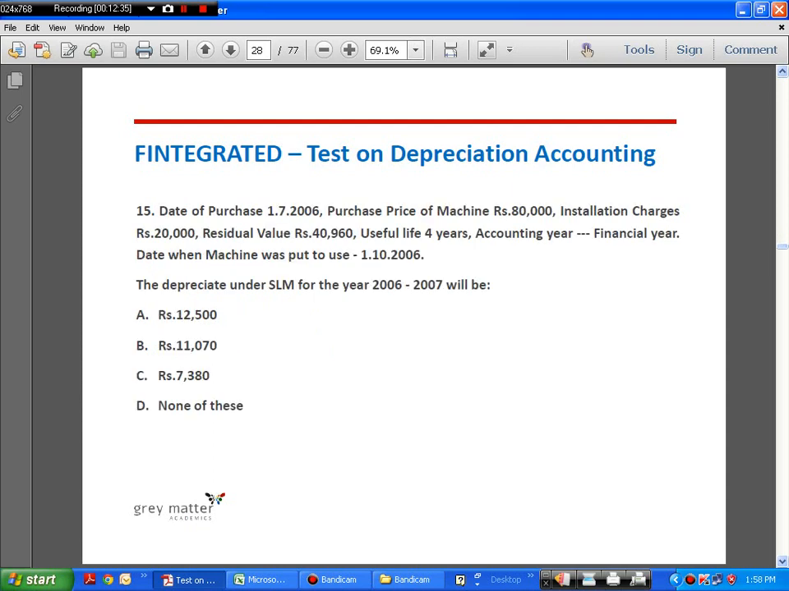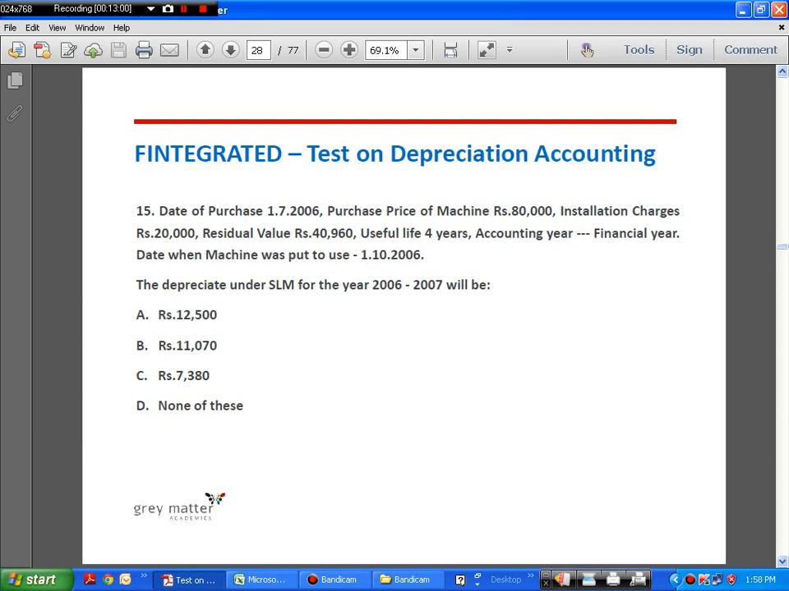Next, date of purchase of machine is 1/7/2006. Purchase price of machine is 80,000. Installation charges are 20,000. Residual value is 40,960. Useful life is 4 years. Date when the machine is put to use is 1/10/2006. We are required to find out the depreciation for the year 2006-2007.